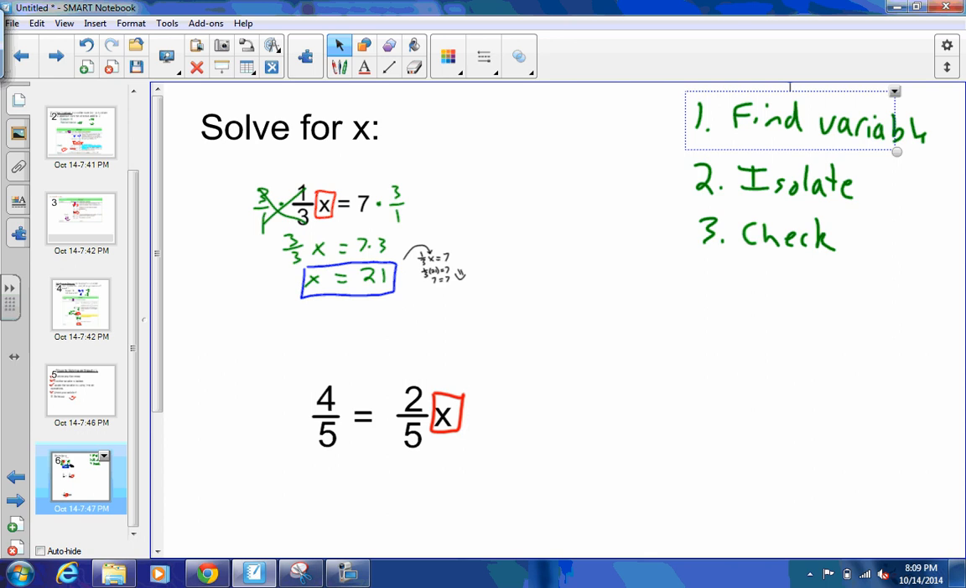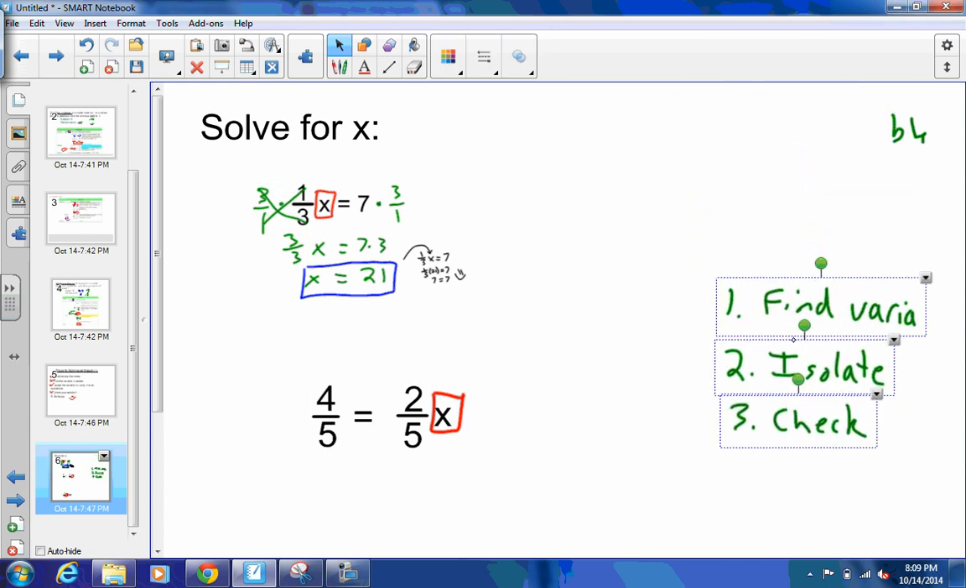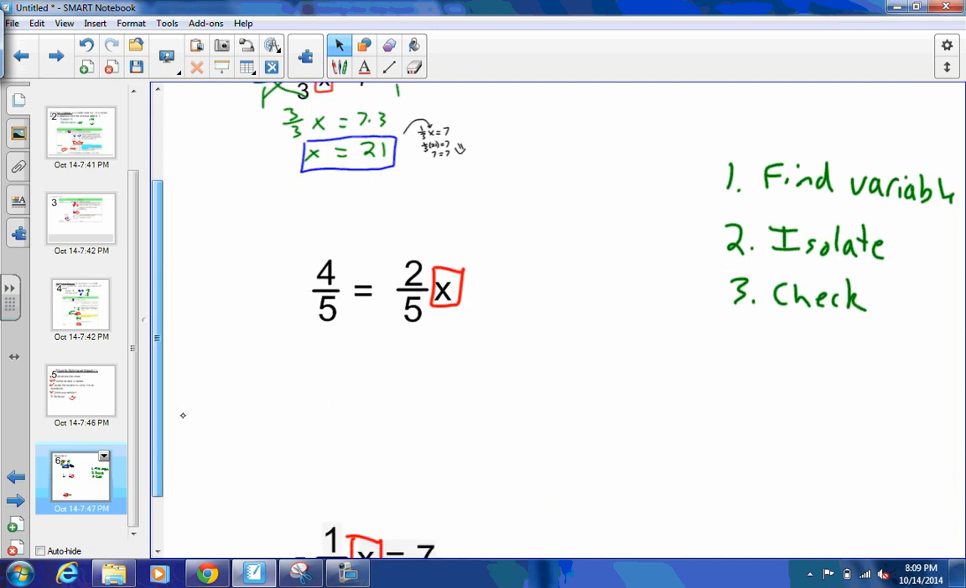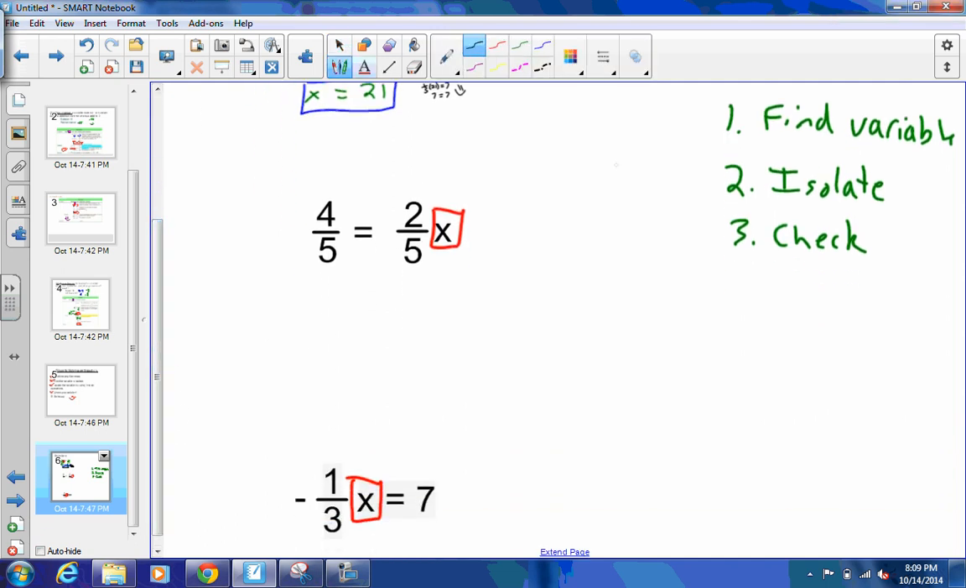All right, so the next one, we already found the variable to isolate. So find the variable to isolate, check. Isolate the variable. How are we going to isolate a variable when you have multiplication by a fraction? I know it's on the right side, but still going to do the same steps. Let's figure out what that reciprocal is and multiply by it. So the reciprocal of 2 over 5 would be 5 over 2. We'll do that over here as well.